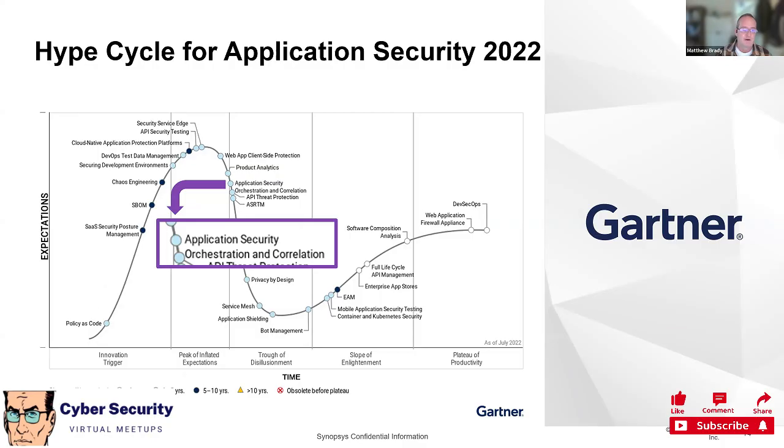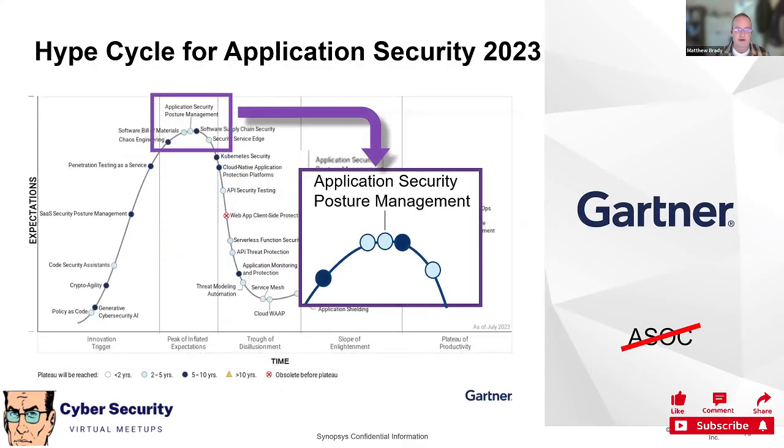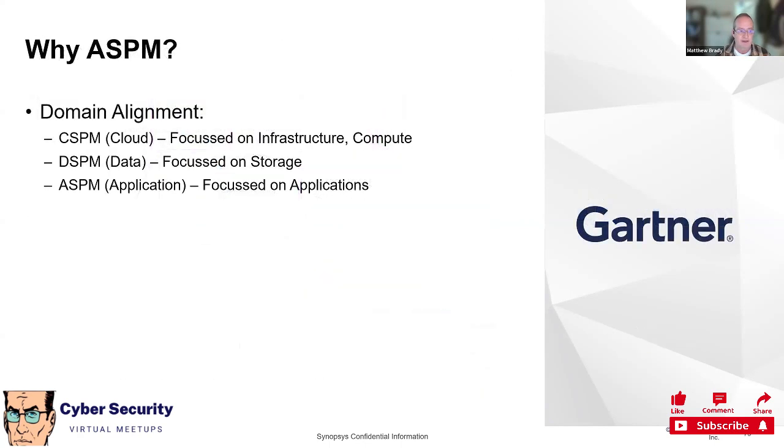Fantastic. Lo and behold, in 2023, they got rid of it. It disappeared without a trace and was replaced in a different place in the cycle with ASPM. Okay, and that's really a Gartner thing. So what is ASPM? Well, it is an alignment to the other PM's, posture management tools for cloud, data, and I think there are other ones as well. So ASPM is application posture management, essentially.